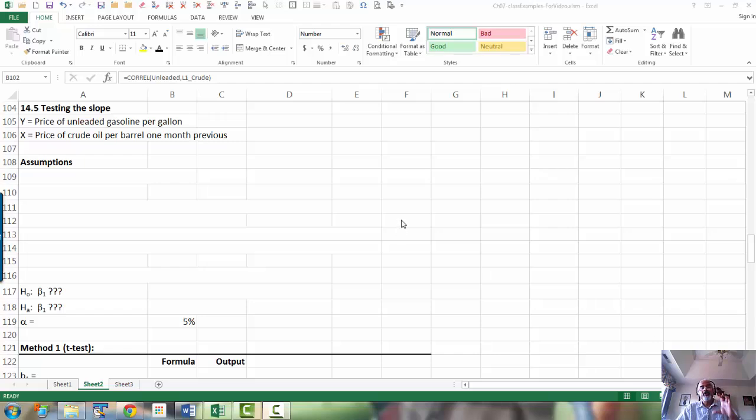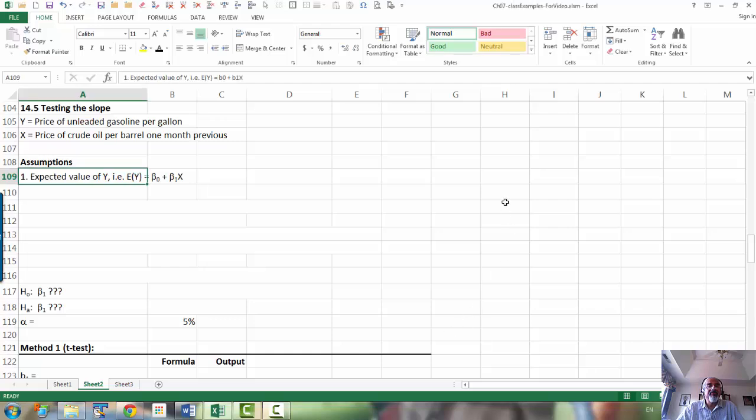Okay, we are continuing with the same example like before. Y is price of unleaded gasoline per gallon, and X is the price of crude oil per barrel 1 month prior. Okay, so for us to be able to test, we have to make the assumptions. Let's look at the assumptions one more time, one by one.